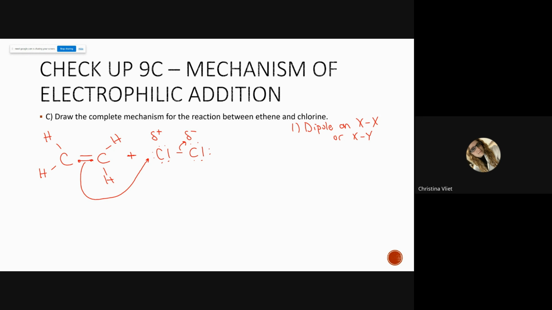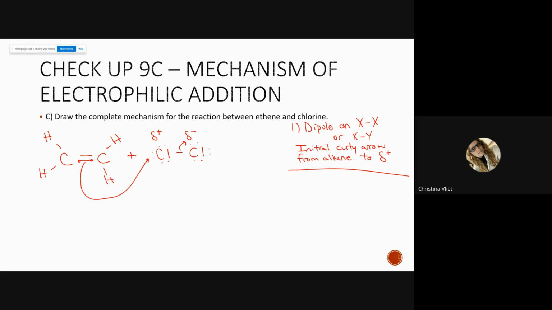And this right here is the first mark. So dipole on XX and XY and initial curly arrow from alkene to whatever is partially positive, right? To whatever is partially positive. That's going to be your mark 1 on this mechanism. Does that make sense?